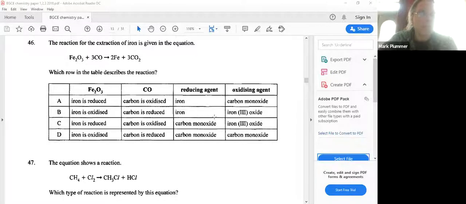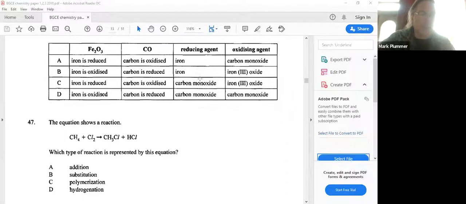Okay, number 47 shows the reaction. It's an alkane reaction. Apart from combustion, what type of reactions do the alkanes undergo? They undergo substitution reactions where the hydrogens can be substituted for halogens in the presence of UV light. So the answer to number 47 is B.